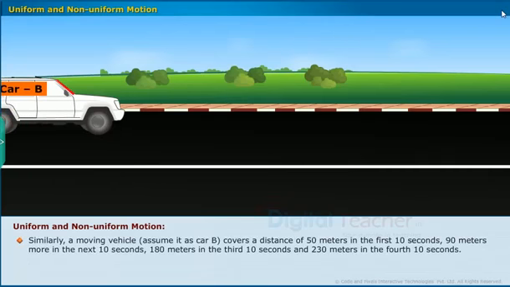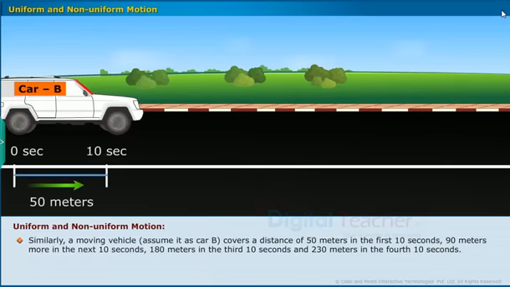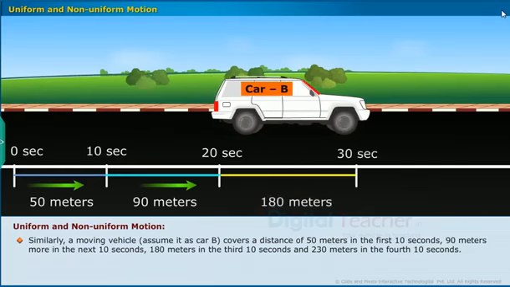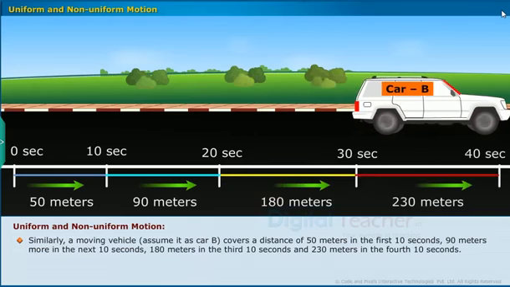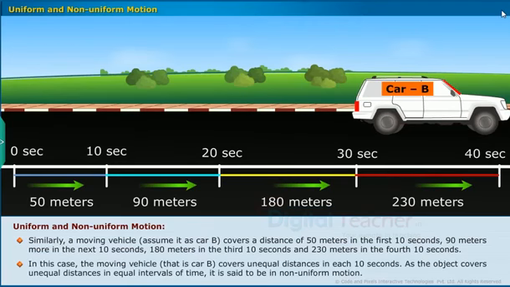Similarly, a moving vehicle, assume it as car B, covers a distance of 50 meters in the first 10 seconds, 90 meters more in the next 10 seconds, 180 meters in the third 10 seconds, and 230 meters in the fourth 10 seconds. In this case, the moving vehicle, that is car B, covers unequal distances in each 10 seconds. As the object covers unequal distances in equal intervals of time, it is said to be in non-uniform motion.